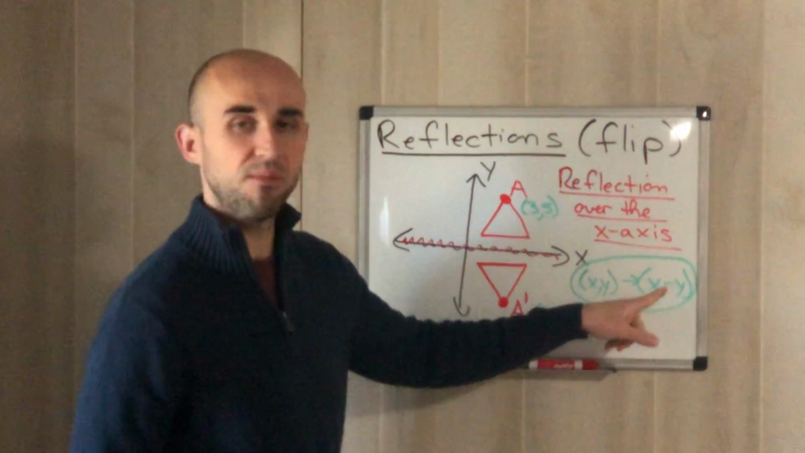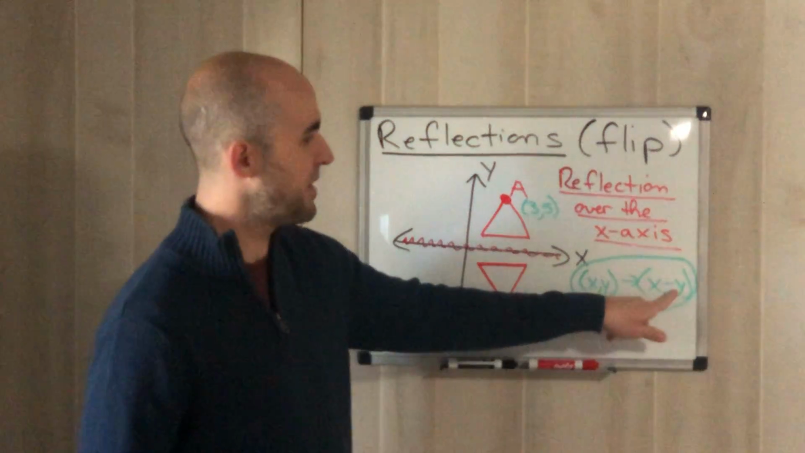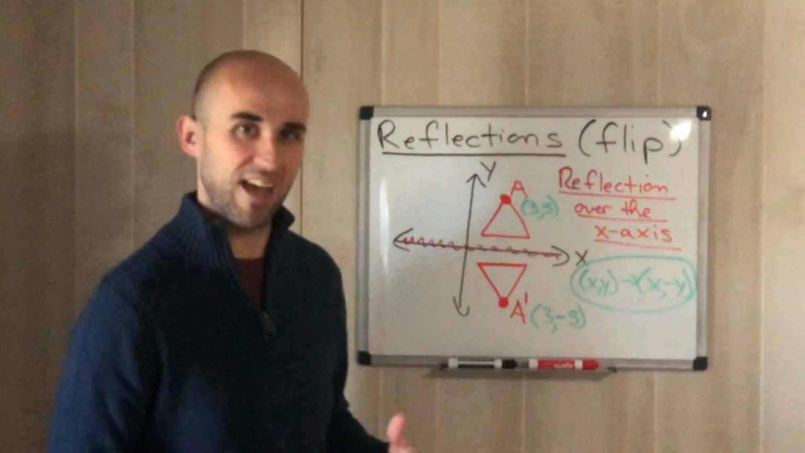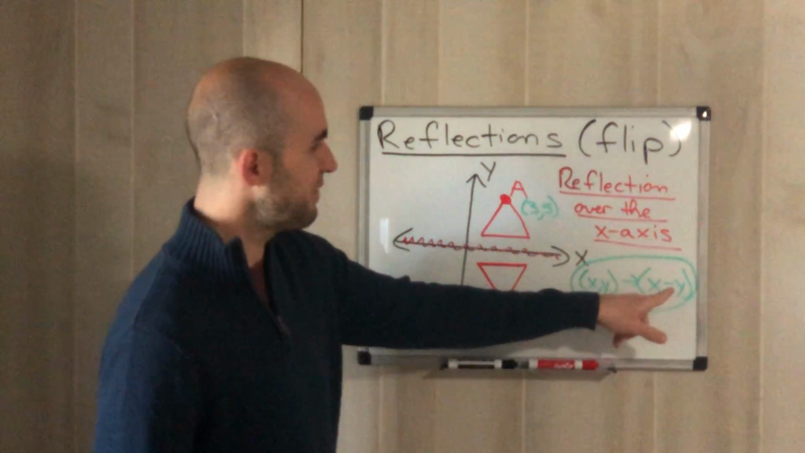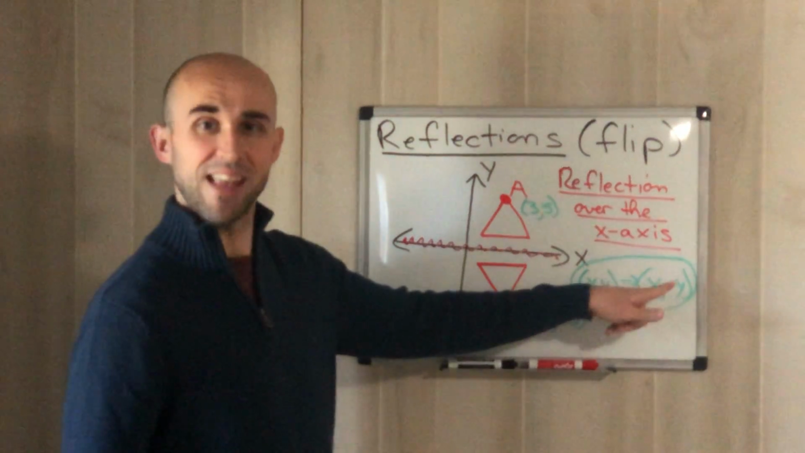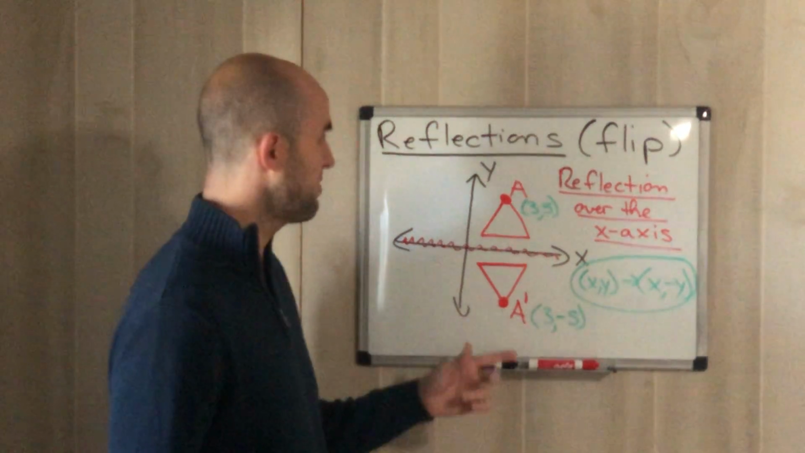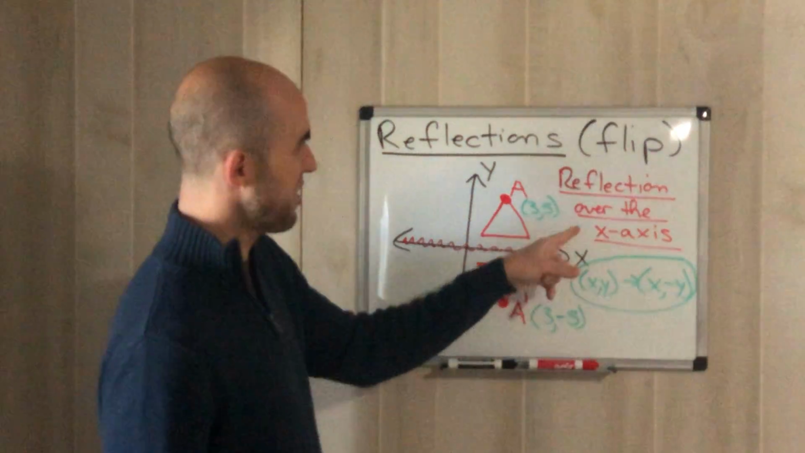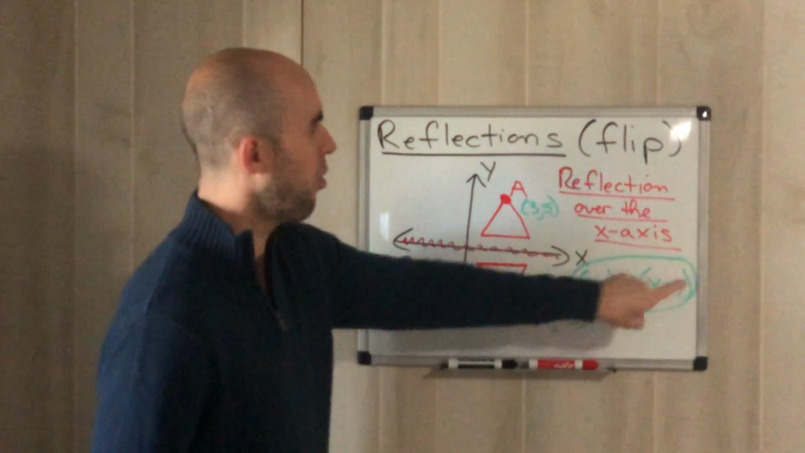And again, it doesn't mean that y always has to be negative. It just means that it's always going to be the opposite y, the opposite sign. So if it's positive, it becomes negative. If it's negative, a negative and a negative becomes positive, right? So always remember, when you reflect over the x, you change the y.